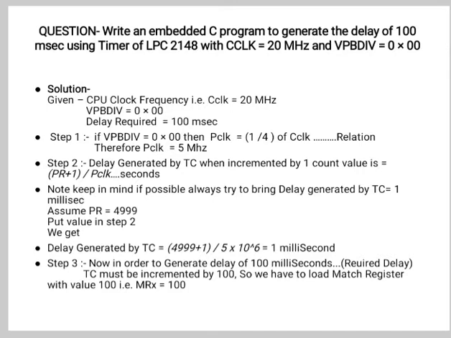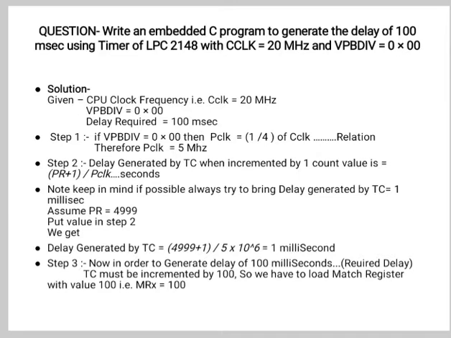So step 1: if VPBDIV is 0x00, then PCLK is 1/4th of CCLK, so we can find the value of PCLK. Step 2: the delay generated by the TC when incremented by 1 count value is (PR + 1) / PCLK. Now, if possible, always try to bring the delay generated by TC to 1 millisecond.